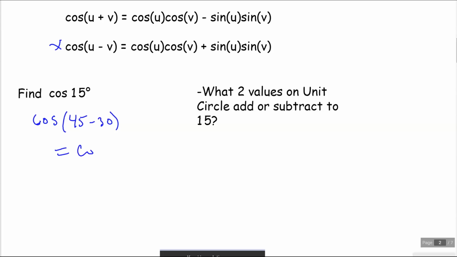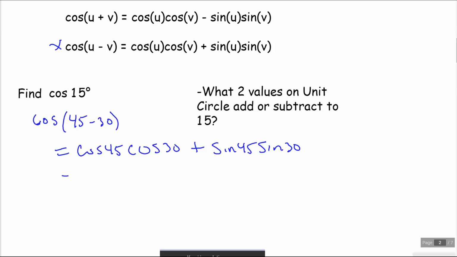Well, cosine of 45 times cosine of 30 plus, make sure to get that sign correct, sine of 45 and sine of 30. A couple things here that we're going to do to make this easy. You're not going to have to memorize these formulas. You'll be given them at any time. Second thing, we're going to only work in degrees, not in radians on this. I don't need to add that extra difficulty with fractions, so it'll only be degrees.